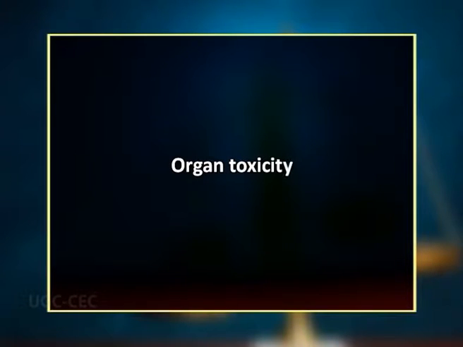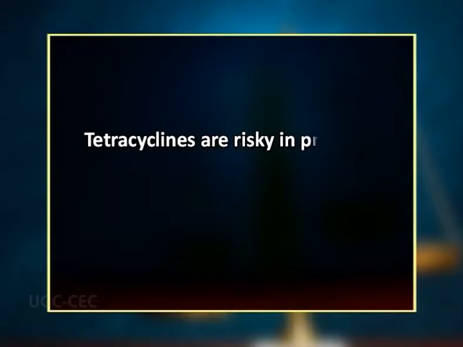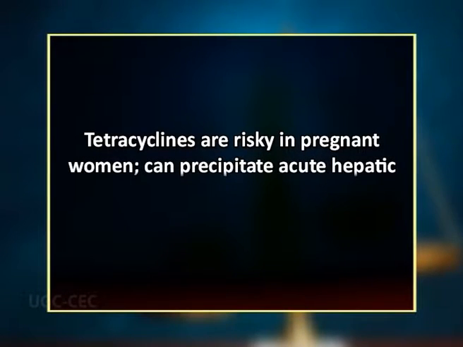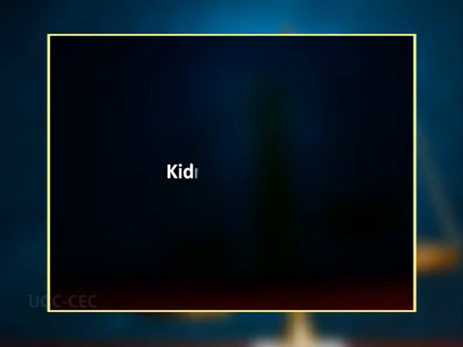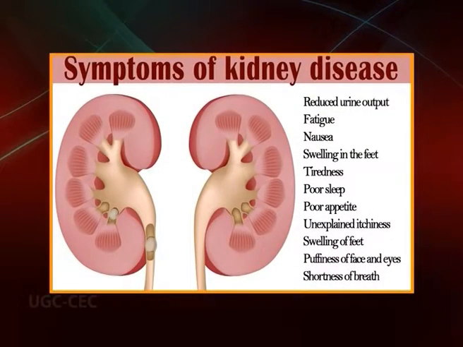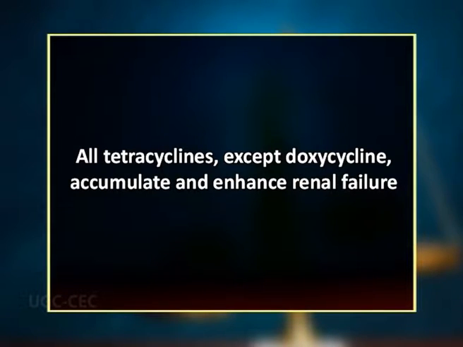Organ toxicity, this is dose related. Liver damage, fatty infiltration of liver and jaundice occur occasionally. Oxytetracycline and tetracycline are safer in this regard. Tetracyclines are risky in pregnant women, and can precipitate acute hepatic necrosis which may be fatal. And in kidney damage, it's a risk only in the presence of existing kidney disease. All tetracyclines except doxycycline accumulate and enhance renal failure.